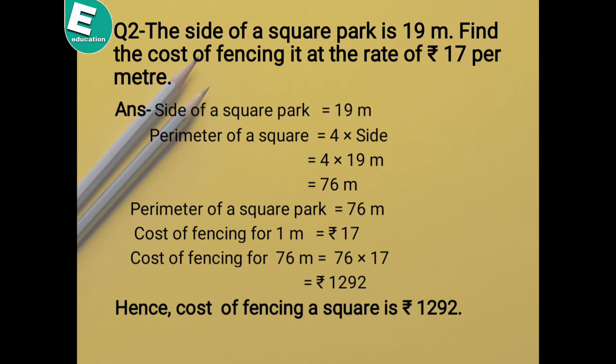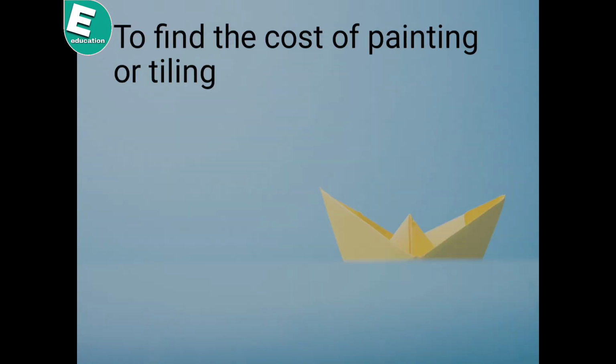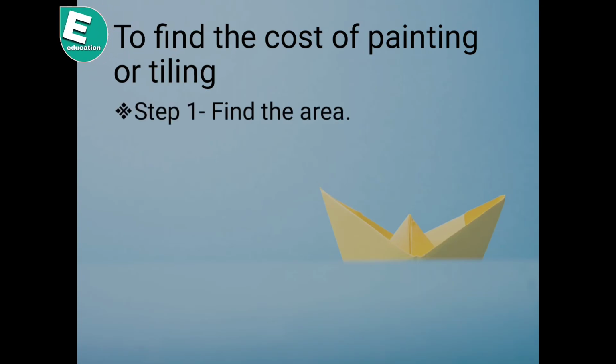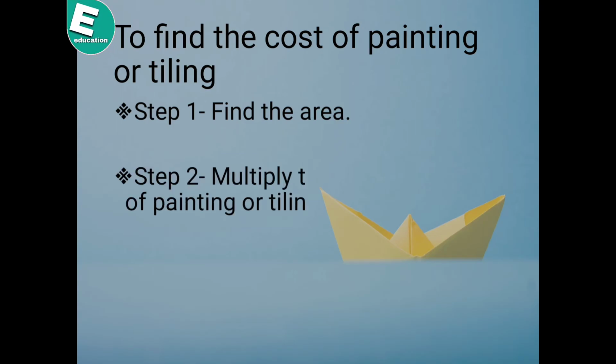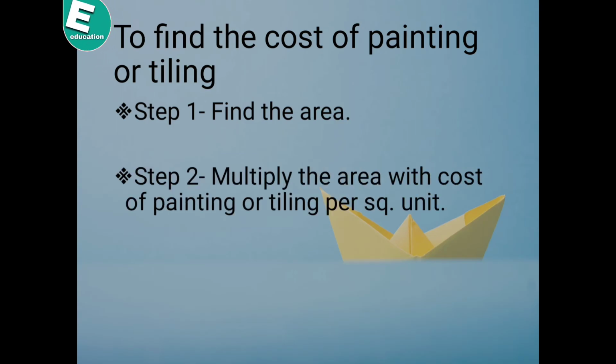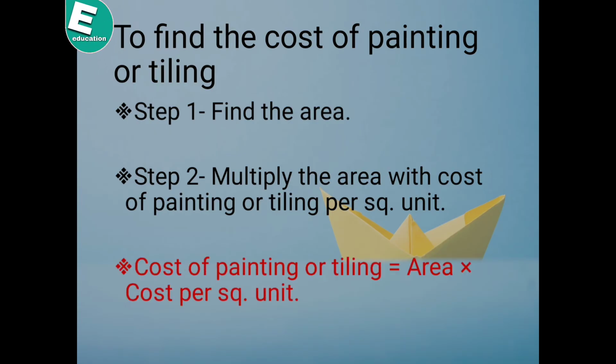If we have to find the cost of painting or tiling, what will we do? For this, first we will find out the area. Then multiply the area with the cost of painting or tiling per square unit. So we can write cost of painting or tiling is equal to area multiply cost per square unit.